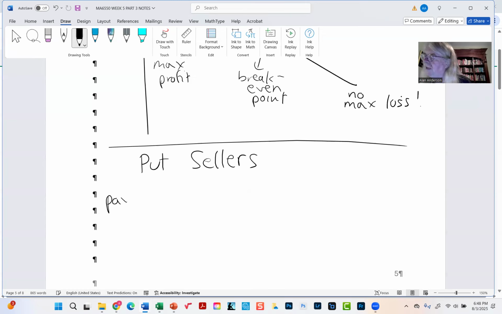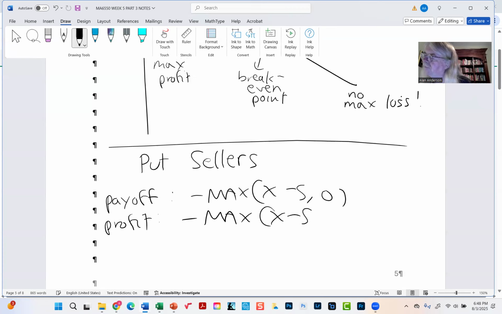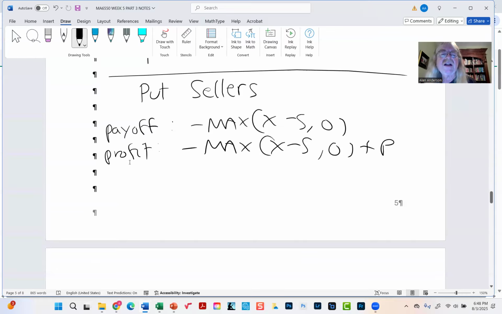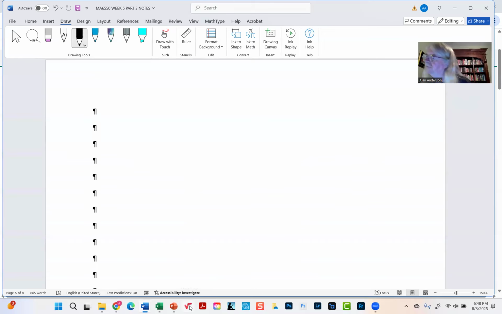So the payoff is the negative of that of the buyer: negative max of X minus S and 0. And the profit, though, reflects the fact that they collect their premium. Okay. So just like before, the two of them are on opposite sides of the same situation. One makes money, the other has to lose the same amount of money. And that's what we're seeing here. Now, let's take a look at this graph.